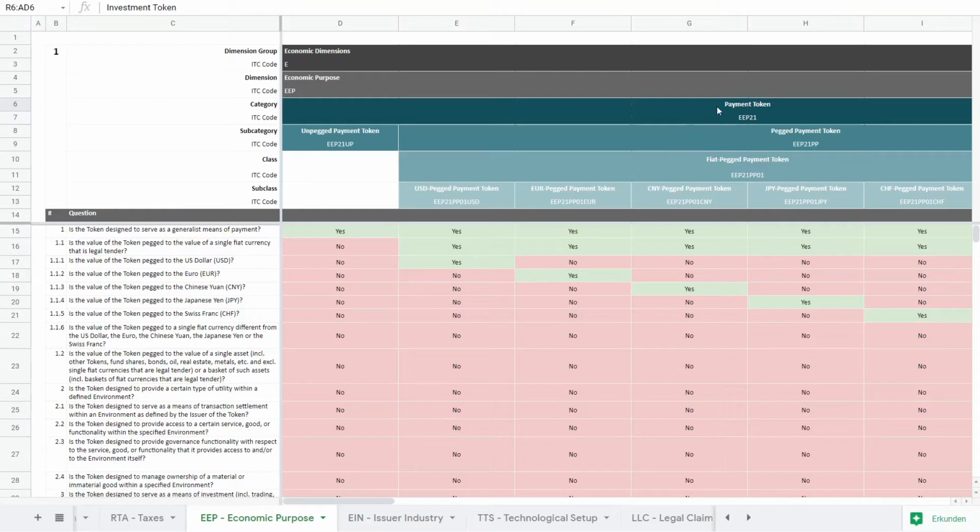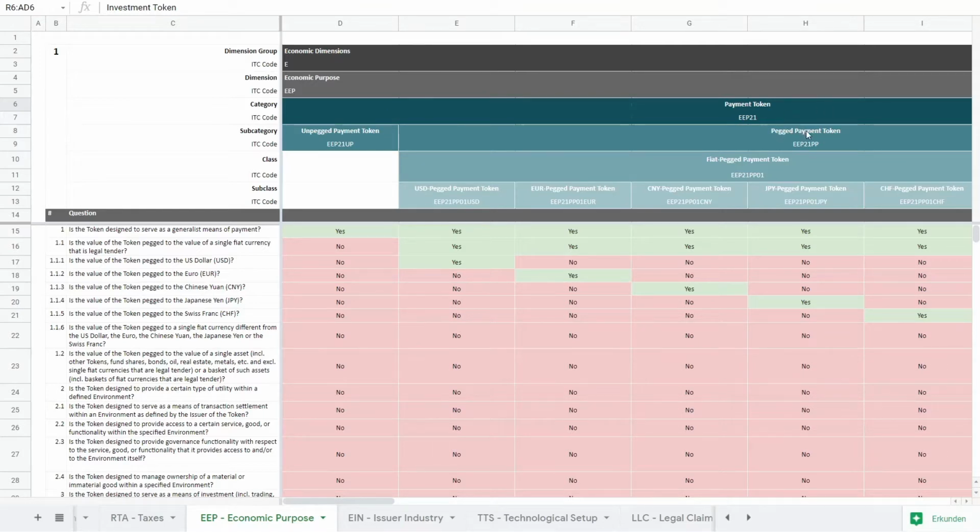And I would say we just start now with the payment tokens, because they're also the most popular ones, I guess. Bitcoin, for example, falls in the category of unpegged payment tokens. The same is the case for Dogecoin or many other proof of work based tokens which have been issued as some form of reward. And next to the unpegged payment tokens, we have the pegged payment tokens.